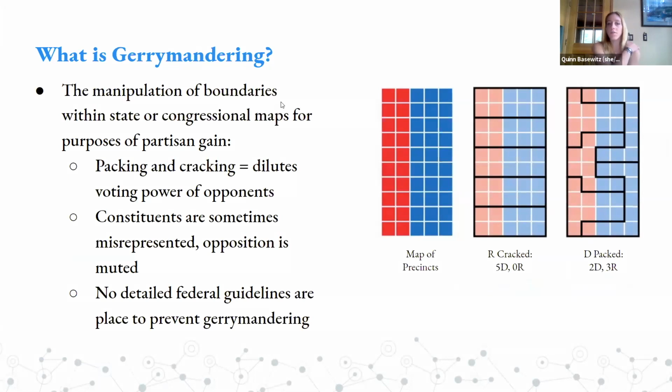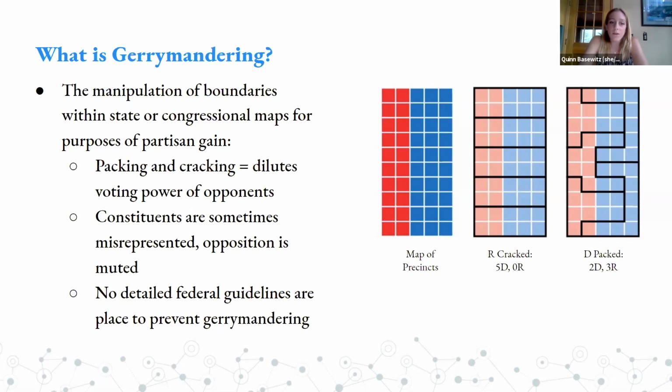Gerrymandering is the manipulation of boundaries within state or congressional maps for purposes of partisan gain. So looking at the picture on the right, the first picture is just the map of precincts, which is where you vote, which we'll get into in a bit. But you can picture this kind of just as the state. This is our thing that we're going to split up to create districts out of. And just looking at the population, there are 40% Republican and 60% Democrat, but we can draw the lines different ways to make a different number of districts have Republican versus Democrat representation.